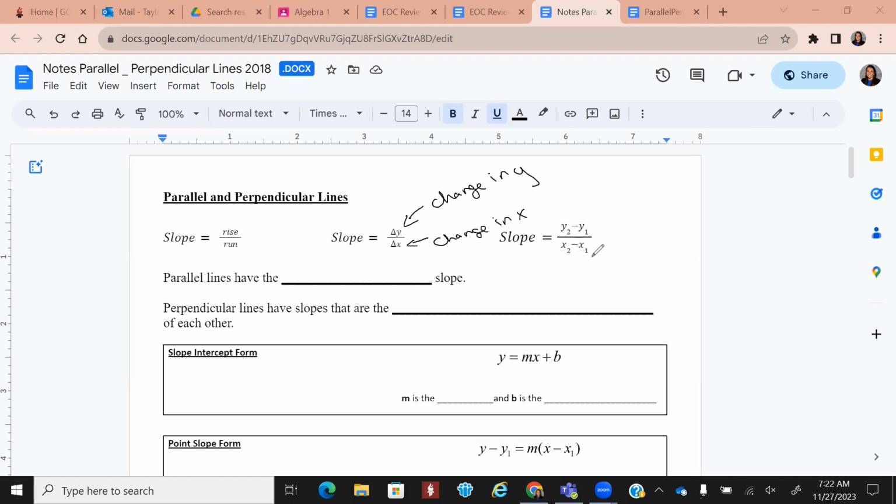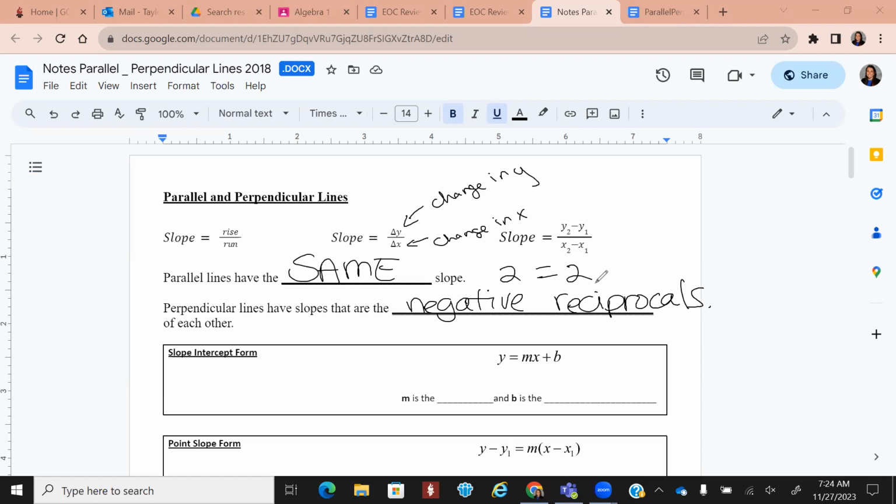So this is all about slope. Remember, slope is that change in the function. It's how it's increasing or decreasing. Parallel lines have the same slope. Perpendicular lines have slopes that are negative reciprocals. So let's go ahead and have this discussion. If I have the same slope, that means that the numbers are going to be the same.